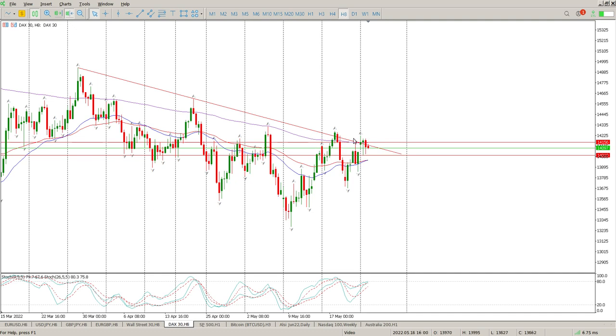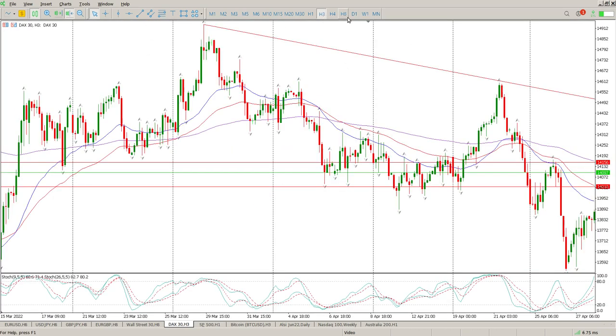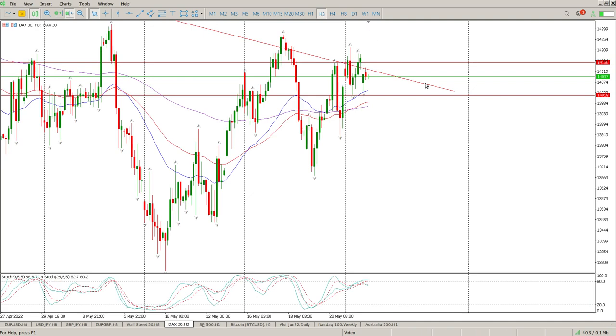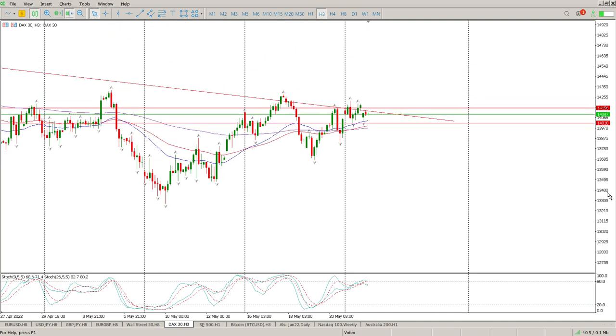And it also lines up, as I said yesterday, with this 14,156 area, and then to the downside we have 14,018. So yesterday's analysis was pretty much exactly what the market has done. Tested this level and then climbed, and now we've gapped down and are sort of testing the trend line again.